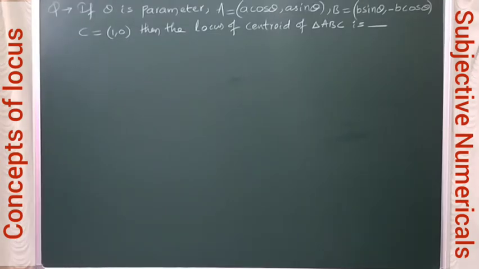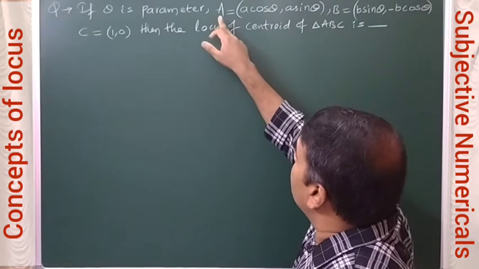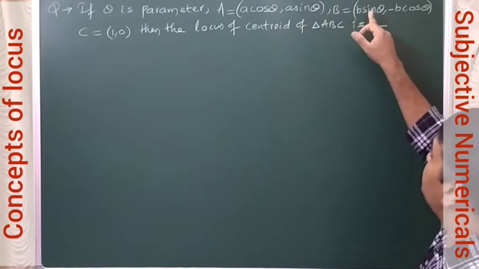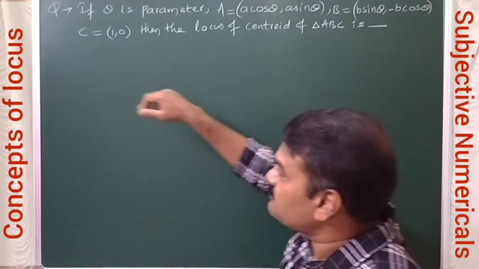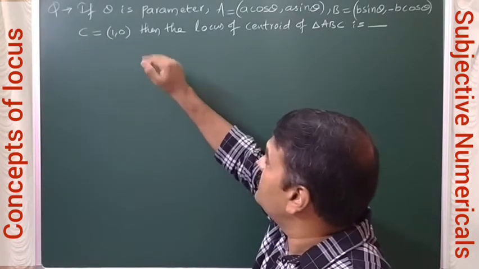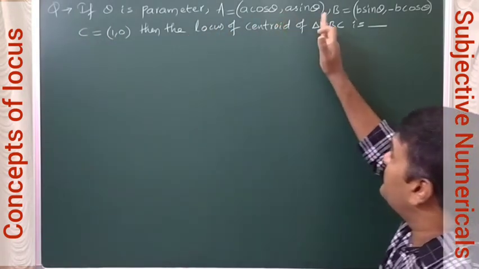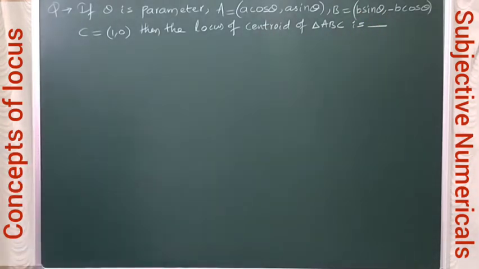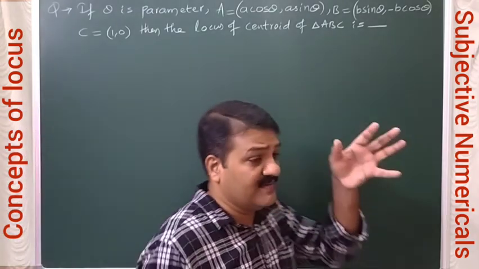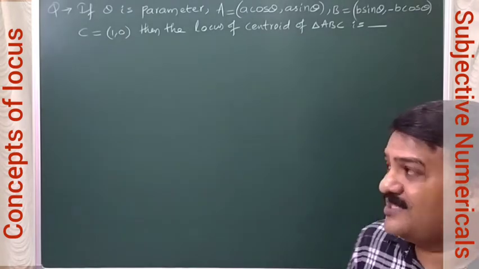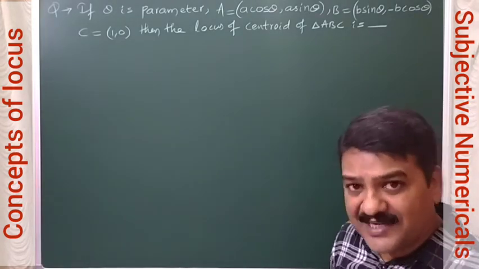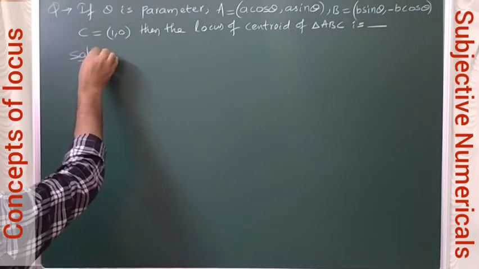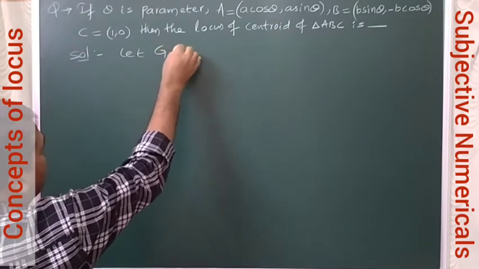So if θ is the parameter, vertex A is (a cosθ, a sinθ), vertex B is (b sinθ, −b cosθ), and C is (1, 0). Then the locus of the centroid of triangle ABC is required. This is pretty much similar to the previous problem because 3 vertices are given. Since the locus of the centroid is required, let us consider the centroid of triangle ABC as G(x, y).